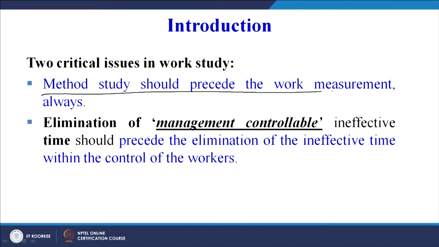Now there are 2 critical issues in work study. One is that method study should always precede the work measurement. This is one standard which is almost followed in the industry, that first method study must be done and then we must do the work measurement. So method study should precede the work measurement, which means that first we must try to set the right method. First we must try to propose one best technique for doing the work. We must try to propose a better or the best method of doing the work.